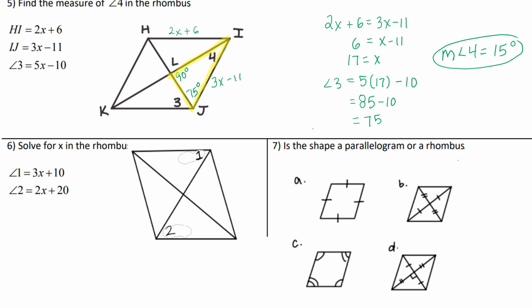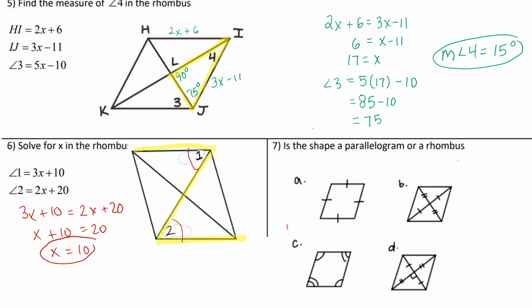For number 6, angle 1 and angle 2 would form one of those, and this is not even just because it's a rhombus, it's just because it's a parallelogram. If I make that big letter Z, I know that angle 1 and angle 2 are alternate interior angles. So I know that angle 1 and angle 2 must be congruent. So I can set 3x plus 10 equals 2x plus 20. I can subtract 2x, so x plus 10 equals 20. I can subtract 10, so x equals 10.